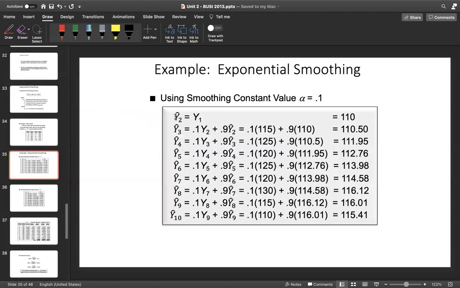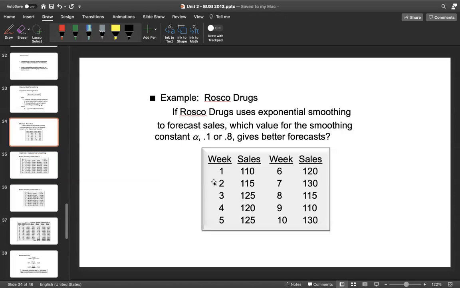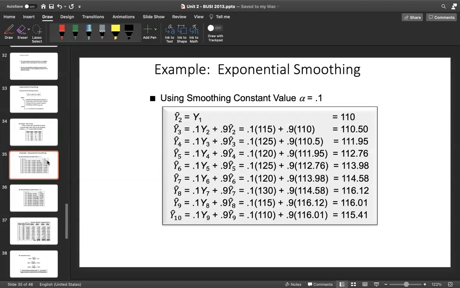So for example, here, like I said, consider this. Forecast of the second week, forecast of the second period would be the actual value for the first week. So having this table, the actual value of the first week is 110. So you can generate 110 for the second. So that would be the forecast.